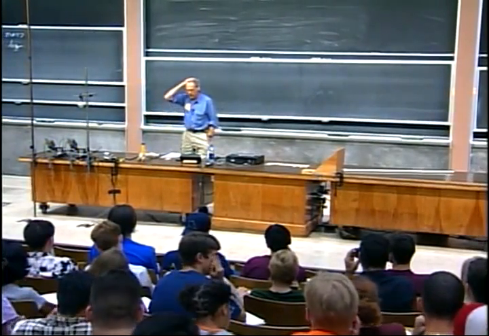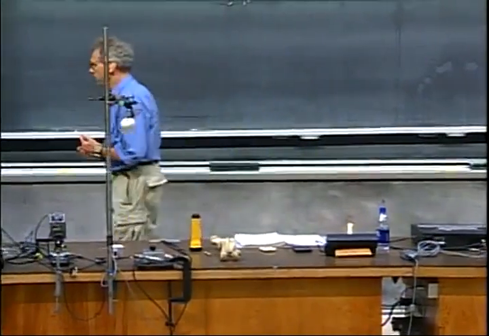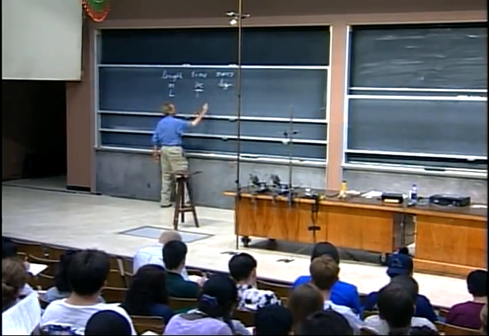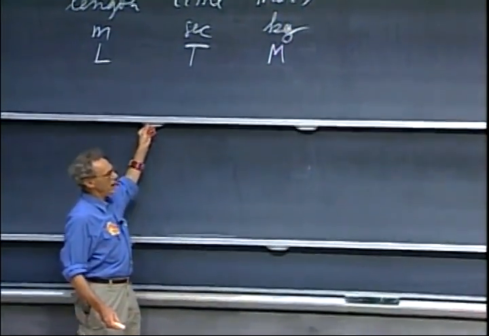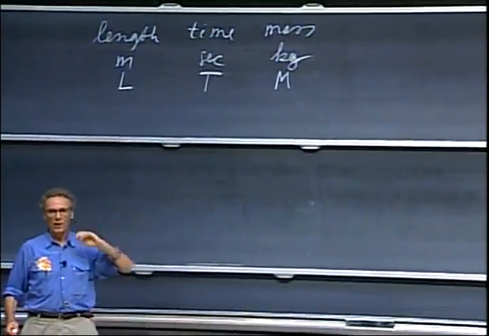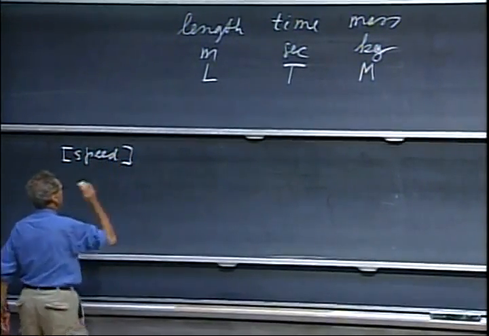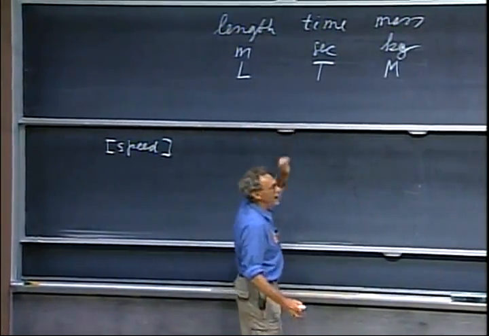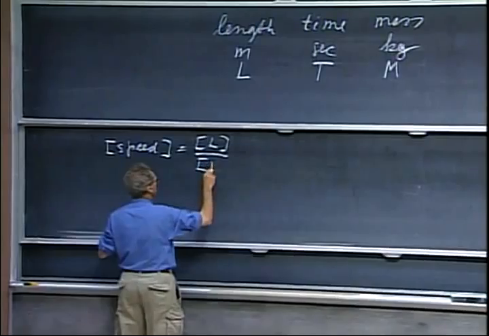I already introduced, as you see, length, time, and mass, and we call these the 3 fundamental quantities in physics. I will give them the symbols capital L for length, capital T for time, and capital M for mass. All other quantities in physics can be derived from these fundamental quantities. I give you an example. I put a bracket around speed, and that means the dimensions of speed. The dimension of speed is the dimension of length divided by the dimension of time. So I can write for that bracket L divided by bracket T.